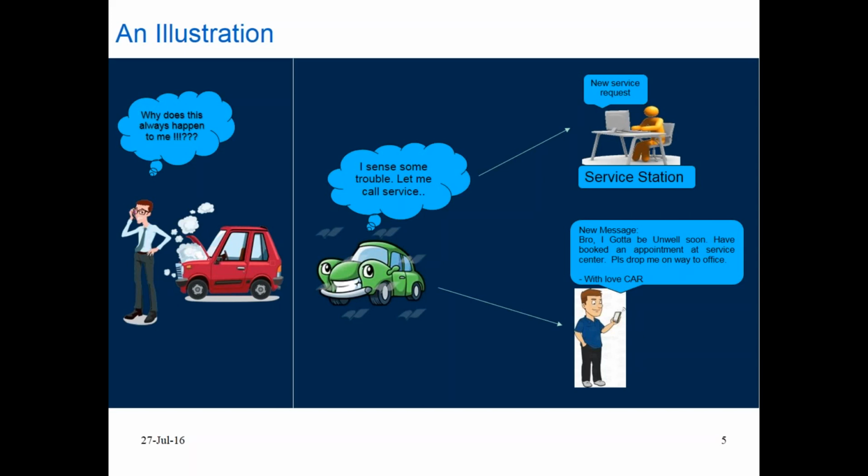So by introducing Internet of Things, we are eliminating the user interaction with the car. The car can directly communicate to the service center requesting a service. So I guess this will make it clear.